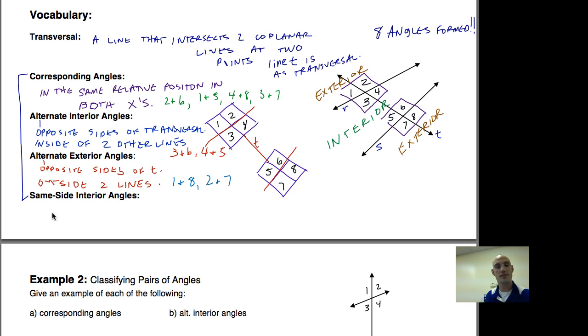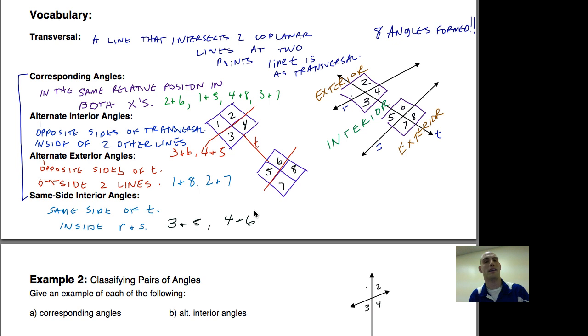Same side interior, like you guessed it. Same side of T inside R and S. So they're inside R and S, they're going to be like 3 and 5 and 4 and 6. This is one of those things you just have to practice because the naming of these things is really important and it just takes some practice.